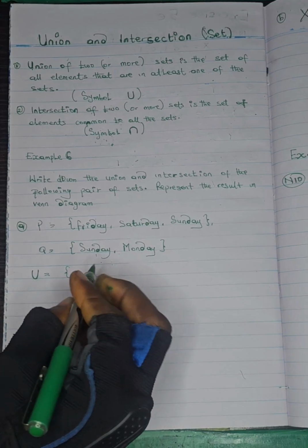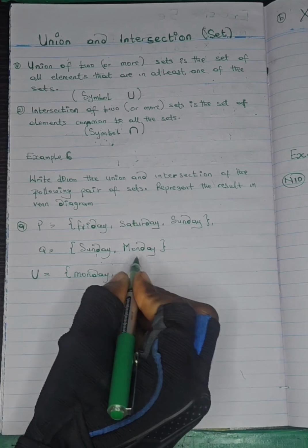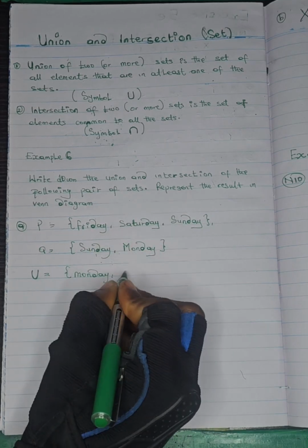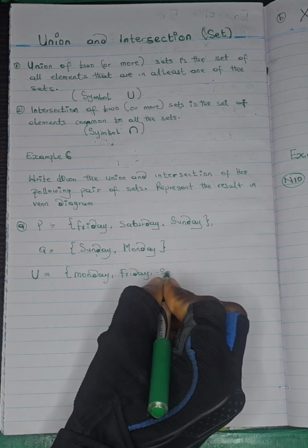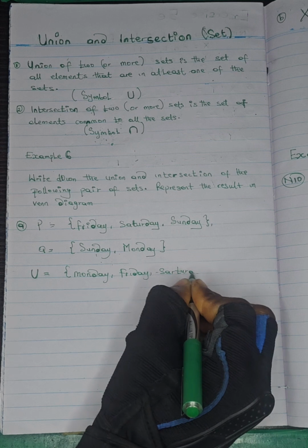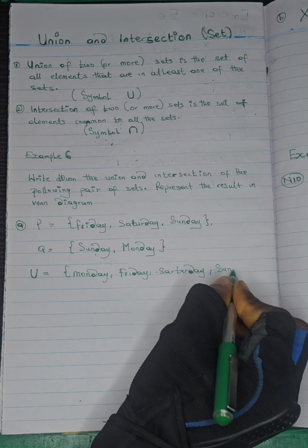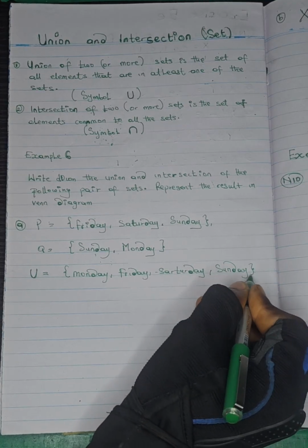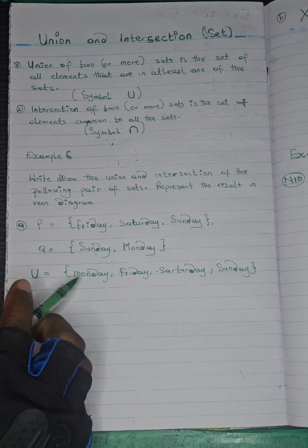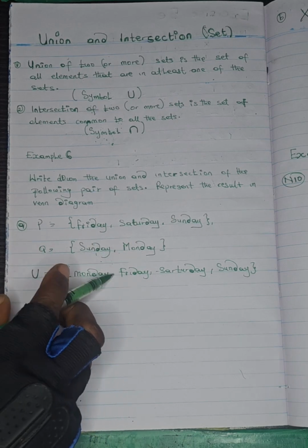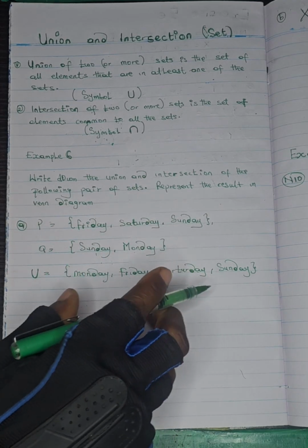So I will just say we have Monday, comma, we have Friday, and we have Saturday. Mind you, you don't need to repeat the members of the set, and we have Sunday. So if you look at this, Monday is here, Sunday is also here. Everything we have here is here. Friday is here, Saturday is here, Sunday is here. So this is the union.